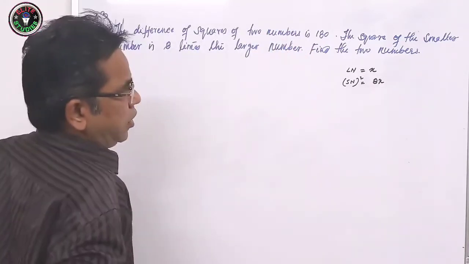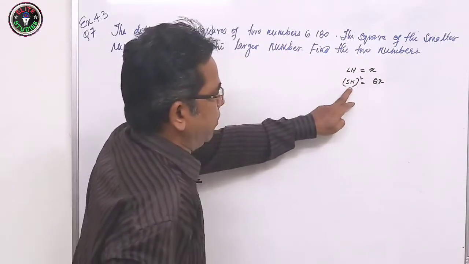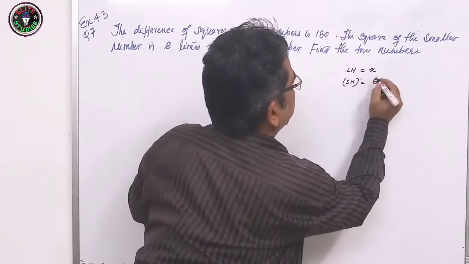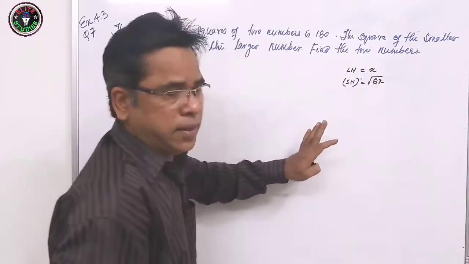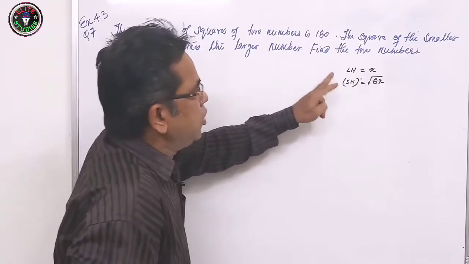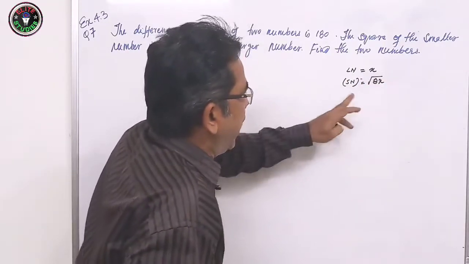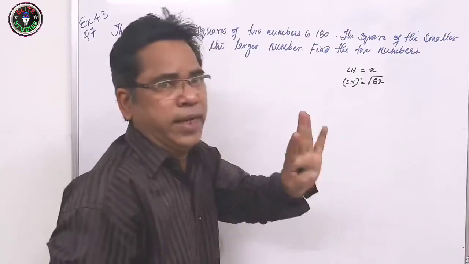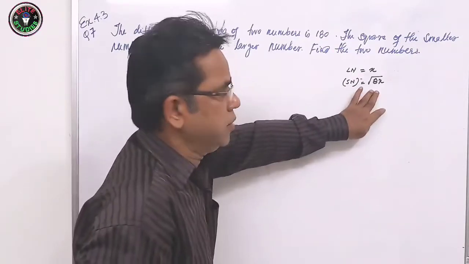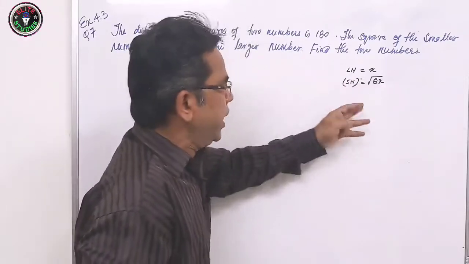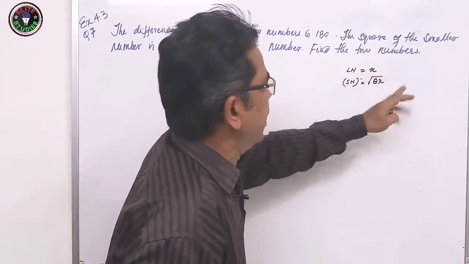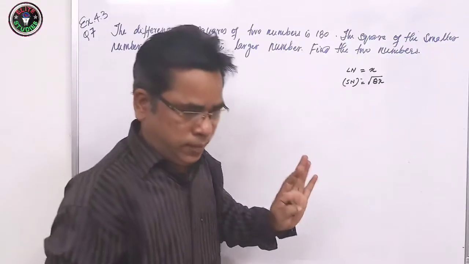So here, how will you represent the smaller number? In such questions, it is better to take the larger number as x and the smaller number as y. You can do it the other way, but it will be more convenient if you take the larger number as x and the smaller number as y. Okay.